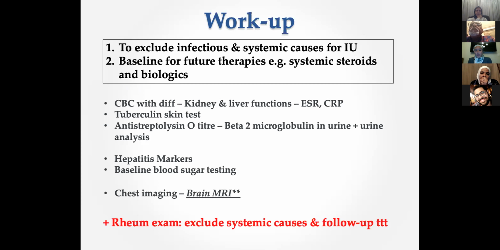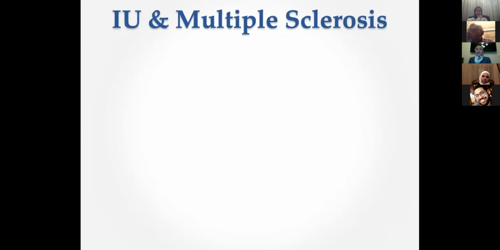And finally, I always send the patients to a rheumatologist in order to exclude systemic causes that I couldn't identify from the history, and especially that these people are much better experts in following up the treatment than me. And now comes a special entity: what is the relation of intermediate uveitis and multiple sclerosis, and what is the role of brain MRI in these patients?